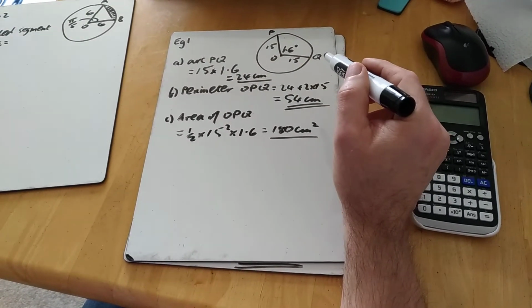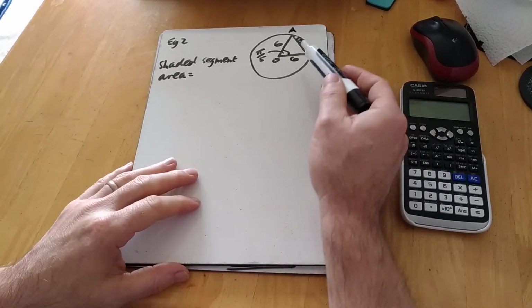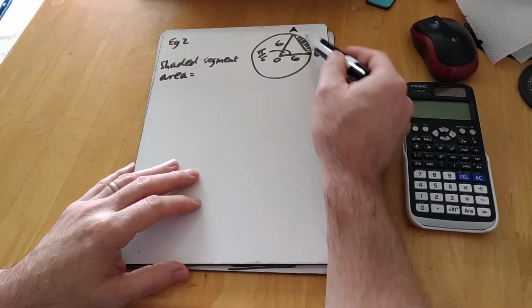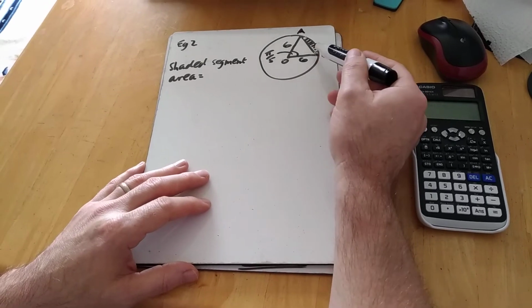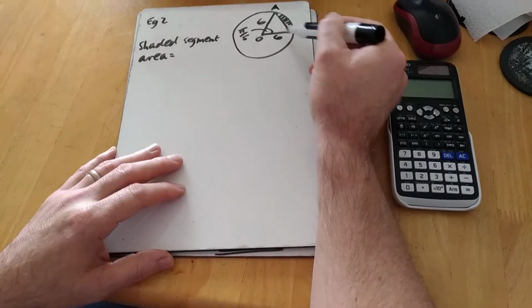The heading though was sectors and segments. Now a segment is like a chunk of Terry's chocolate orange. It's this sort of shape here with the straight edge and the curved part there. And your common question is to find the area of that shaded segment. So how I'm going to do it in this case, with this example, I've got a circle of radius 6.